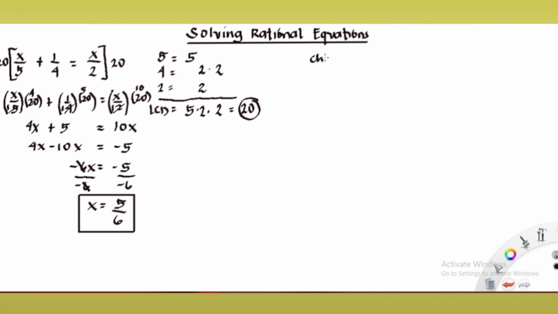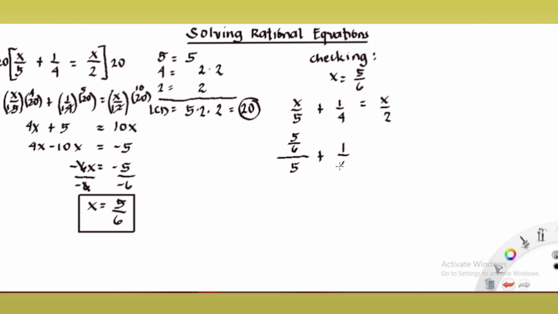So check natin. Let's check if our answer is correct. If x is equal to 5 over 6, so kopyahin natin yung original given natin. We have x over 5 plus 1/4 equals x halves. Papalitan natin ng x ng 5, 6. Ayan, may fraction tayo. Puro fractions. So, 5 over 6 all over 5. Ito yan sa x over 5. Pinalitan natin ng x ng 5 over 6. Ito yung main bar natin. Alright? Plus. So, tinapat natin yung plus sa main bar natin.